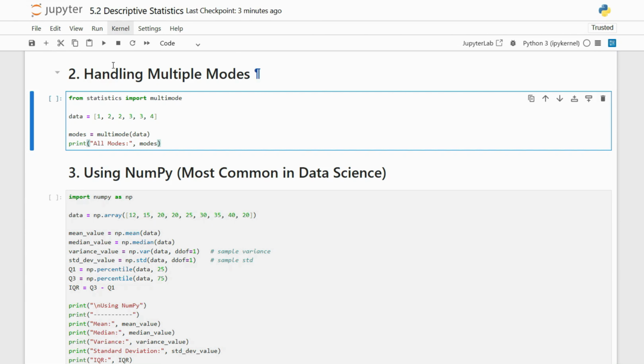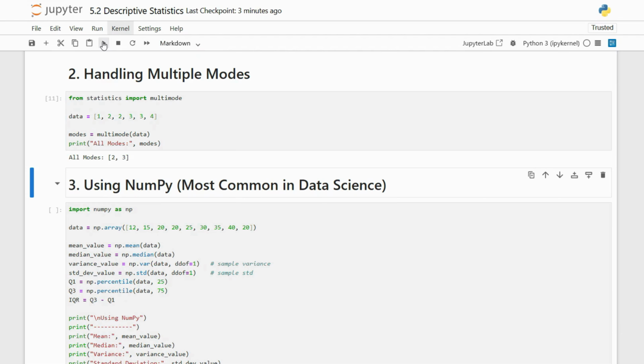Sometimes data does not have just one mode. In this example, two numbers repeat the same number of times. Instead of choosing one, Python returns all modes. This is important when working with real data sets where patterns are not always simple.